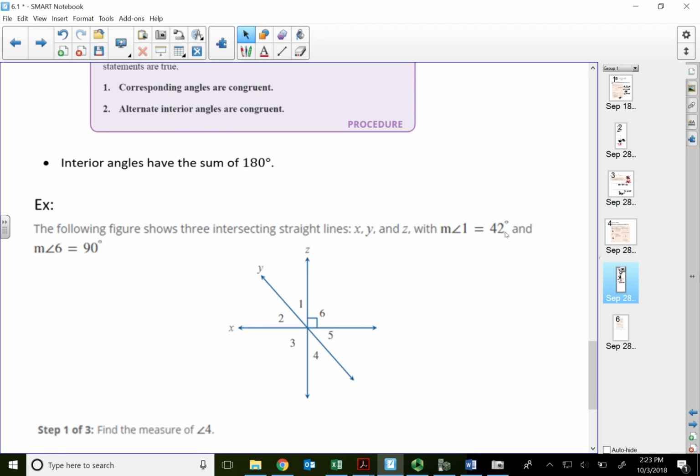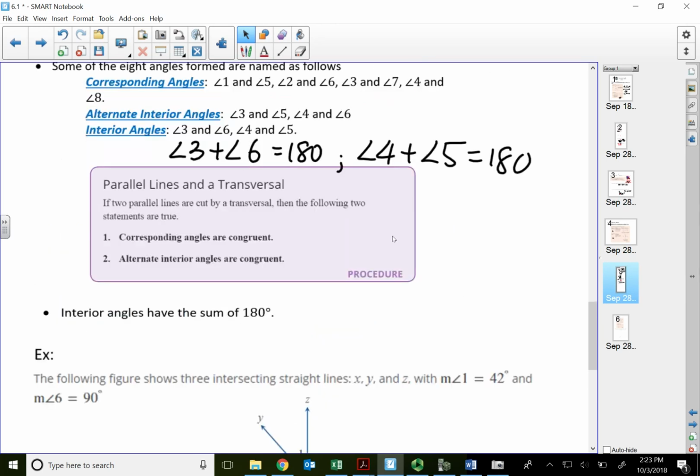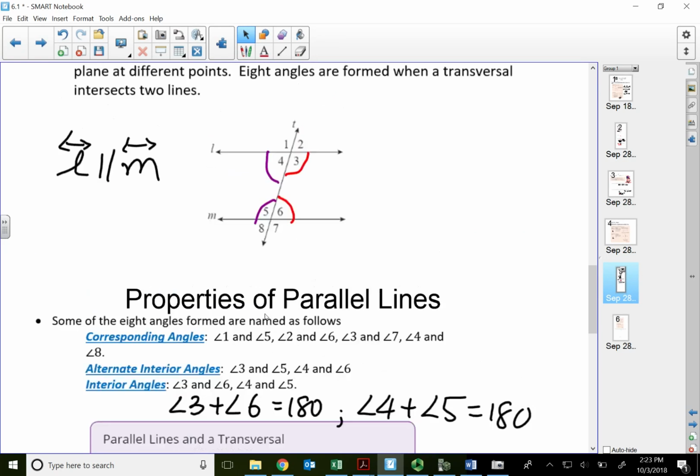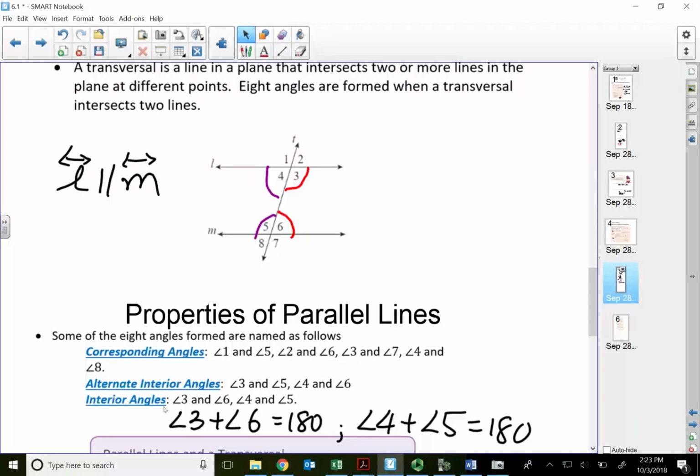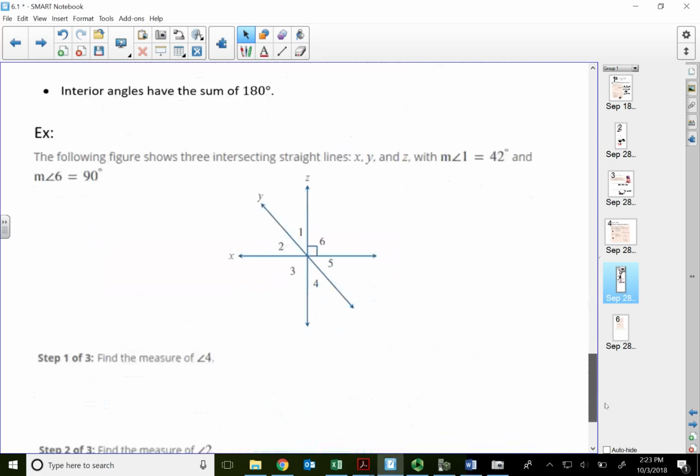Angle 1 is 42 degrees. Okay, this example does not have parallel lines, so we are not even thinking about corresponding, alternate interior, or interior angles. We will do more of these types of problems in our Math 168 geometry and trigonometry course. This particular example shows three intersecting lines at one point. Find the measure of angle 4.